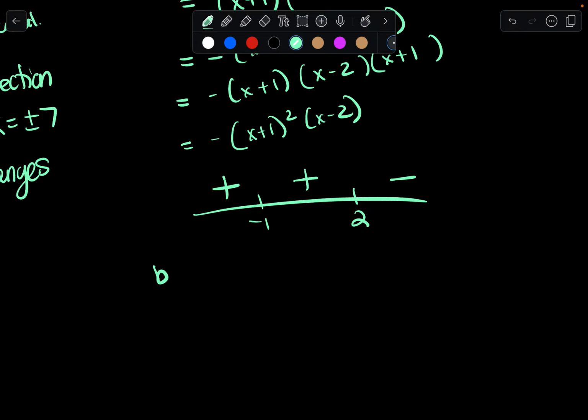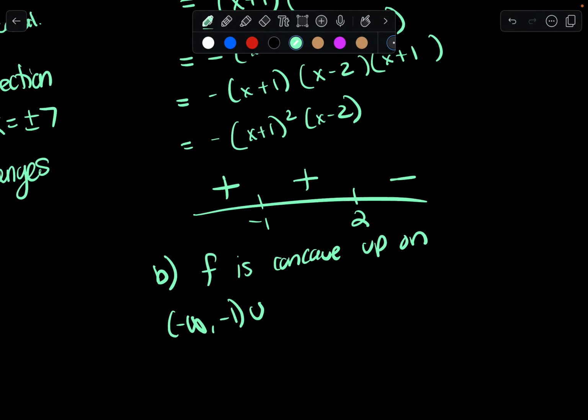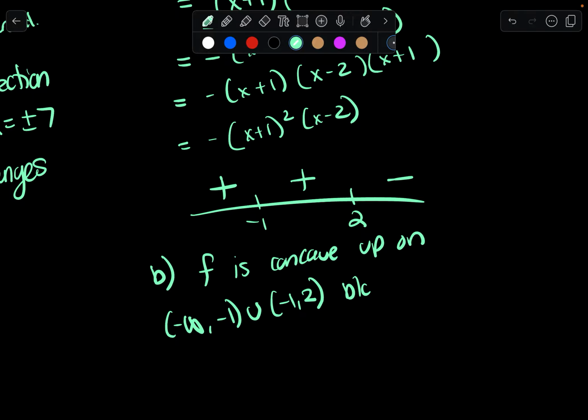Okay. Part B, we want to identify where f is concave up. So f is concave up on negative infinity to negative 1 union negative 1 to 2 because f double prime is greater than 0 over these intervals.